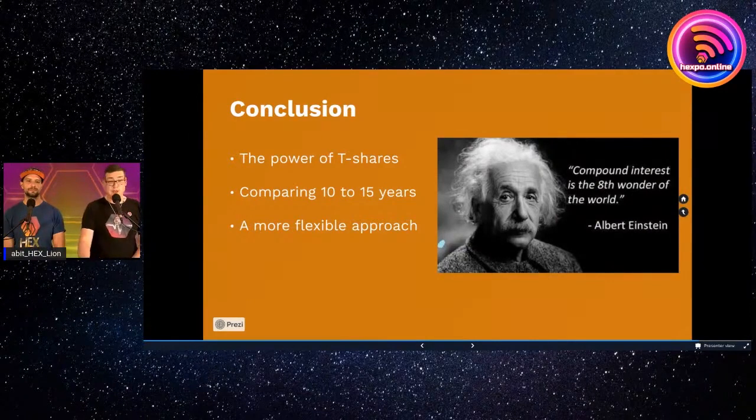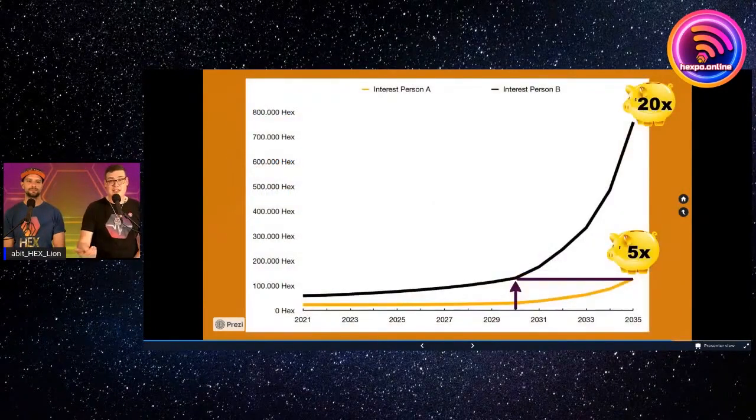And again, just compare a 10-year stake to a 15-year stake. Because if person B would have done a 10-year stake, he would have gotten the same amount of T-shares as in our example. But here, where the error is, this person, the 10-year staker, would need to end stake and then restake with a way higher T-share rate.